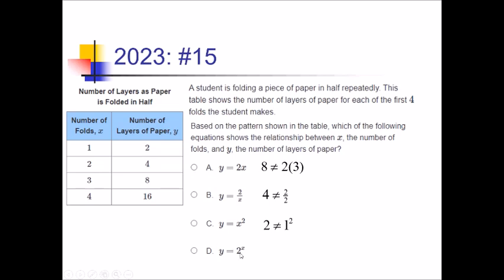And then you can prove choice D if you wanted to by plugging all these things in. So 2 equals 2 to the first power. That is a true statement. 4 equals 2 squared. 8 equals 2 to the third power. And 16 equals 2 to the fourth power. So we can verify it that way and pick choice D.